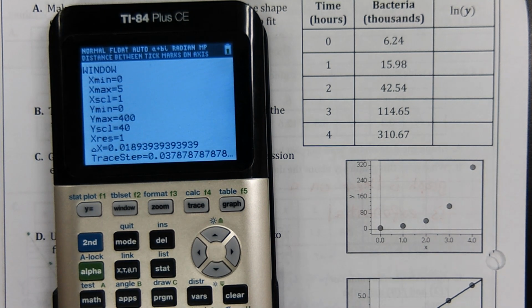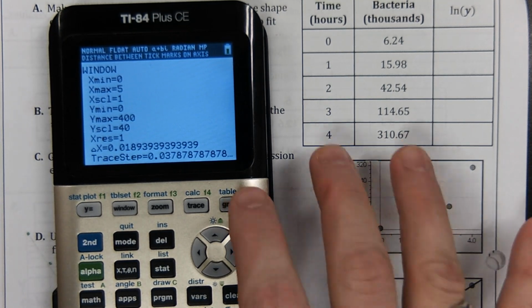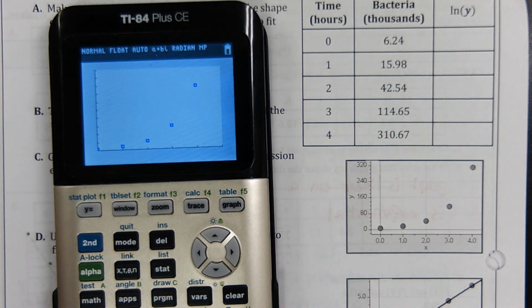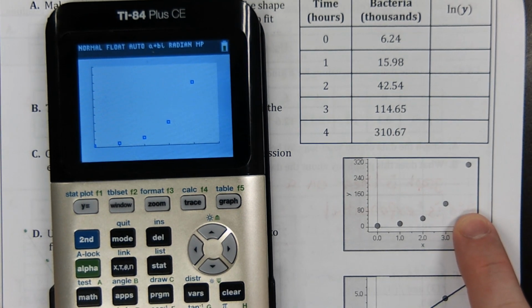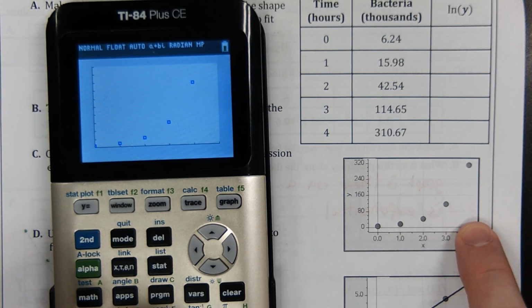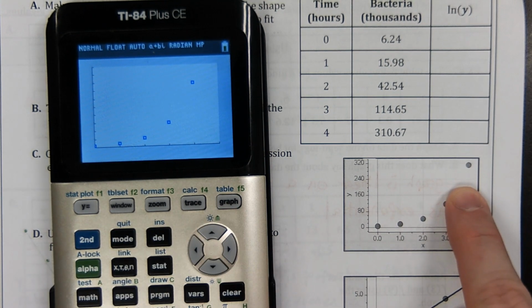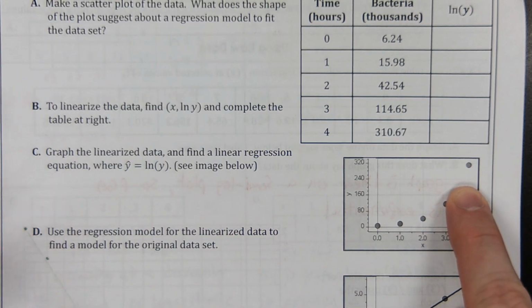Anyway, I don't know where I was before I got interrupted. Oh, that's right, I was about to hit graph so I could see the scatter plot. There it is. Ta-da. Oh, look, it's right there. I don't know why this image is here, but whatever.